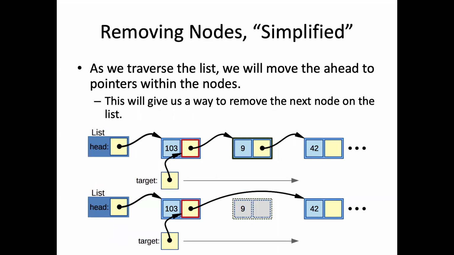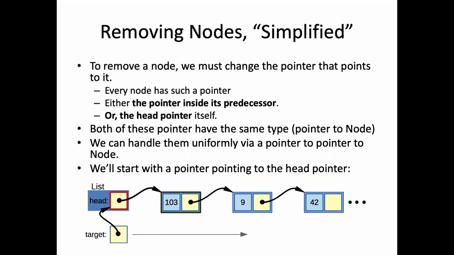Instead of keeping up with the node you're trying to remove, instead of keeping up with a pointer to the node, let's say you're trying to remove this node with the 9 in it. Instead of keeping a direct pointer to that node, we're going to back up and keep the address of the pointer that points to that node. Said differently, we're going to keep up with the address of the pointer you have to change to remove that node.